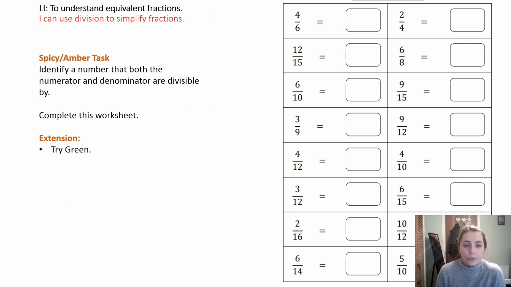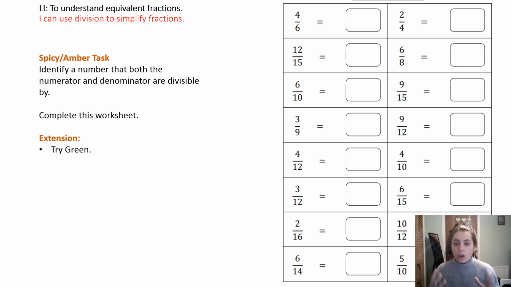Okay, let's have a look. Your spicy or amber task is to identify a number that both the numerator and denominator are divisible by. I then want you to complete this worksheet. If you're feeling confident with that, why don't you give the green challenge a go? So if you have a look here, a really top tip for this is to look at your multiplication grids.